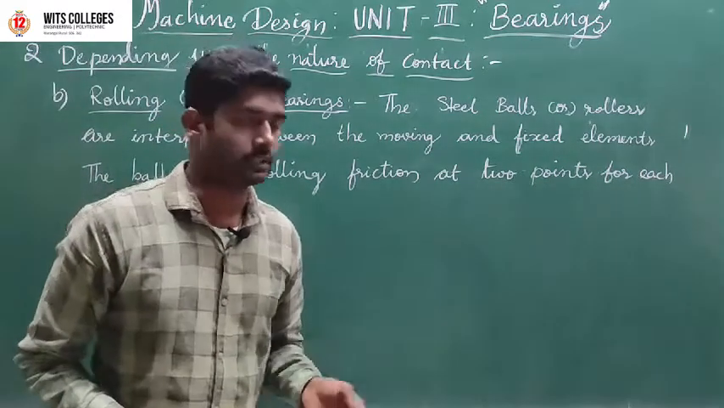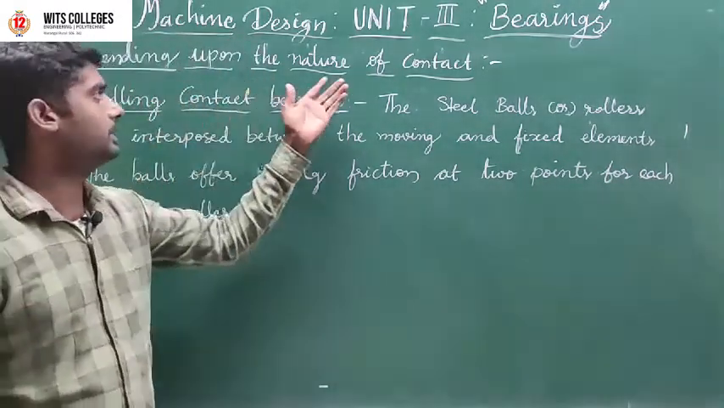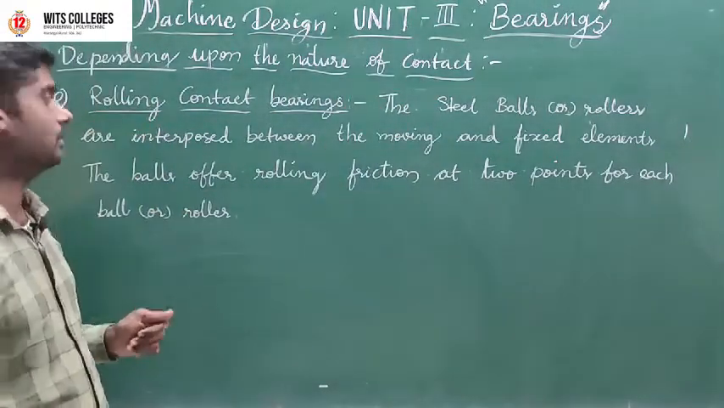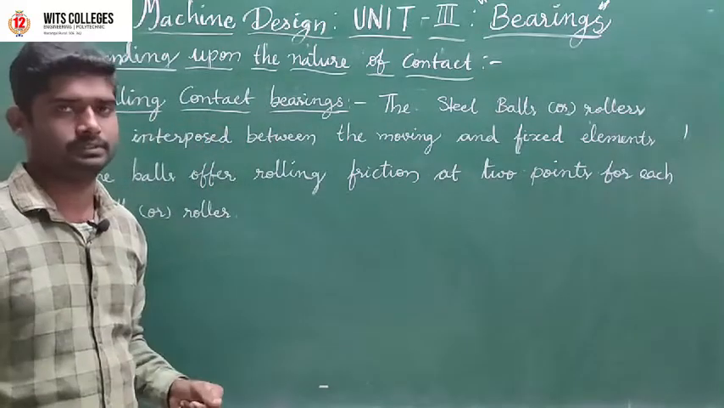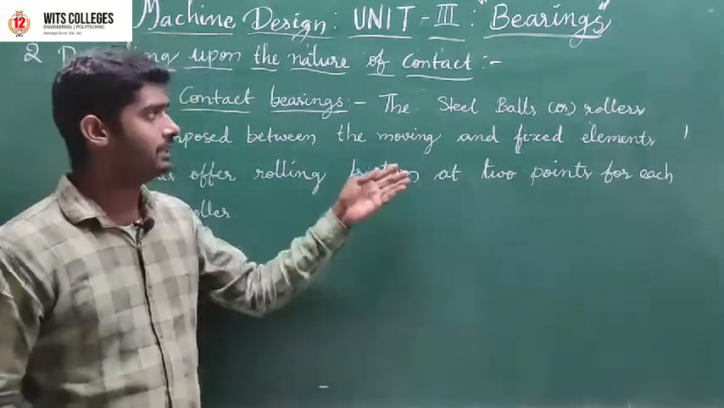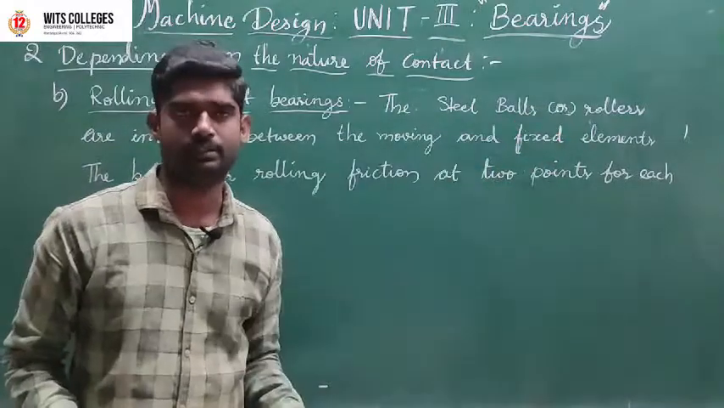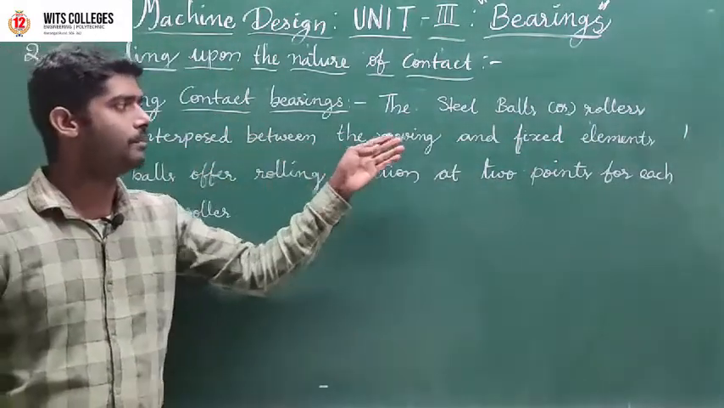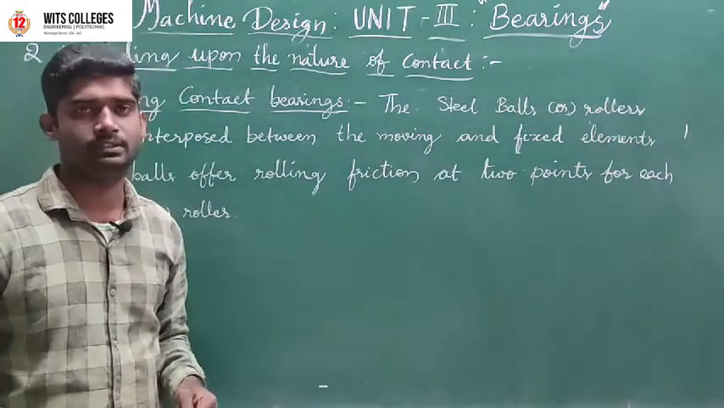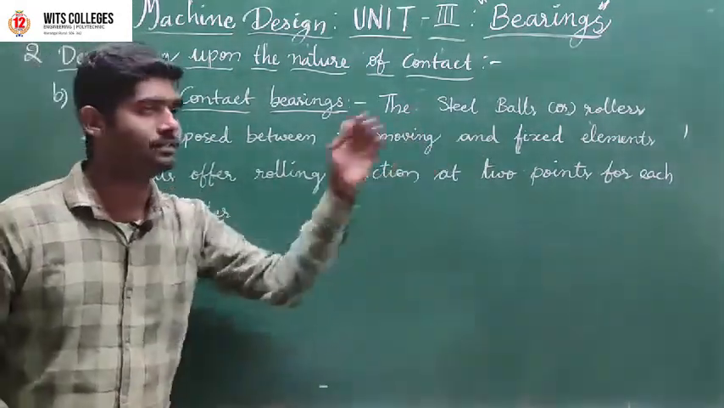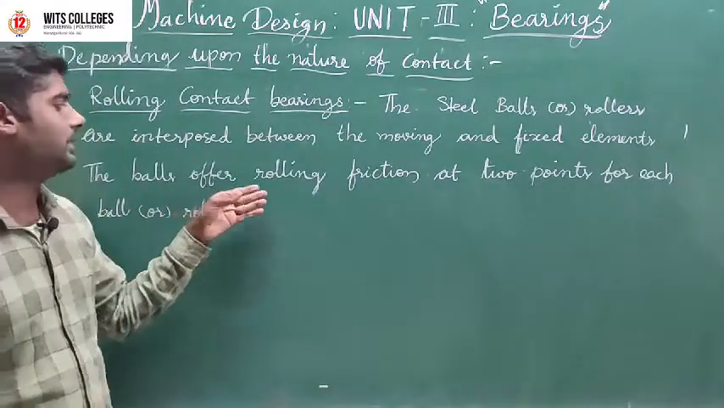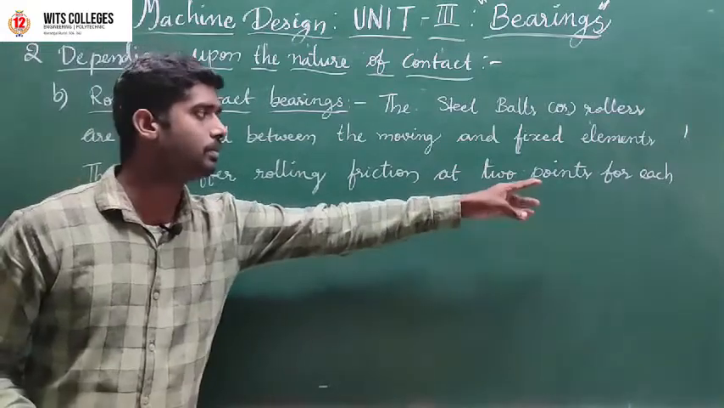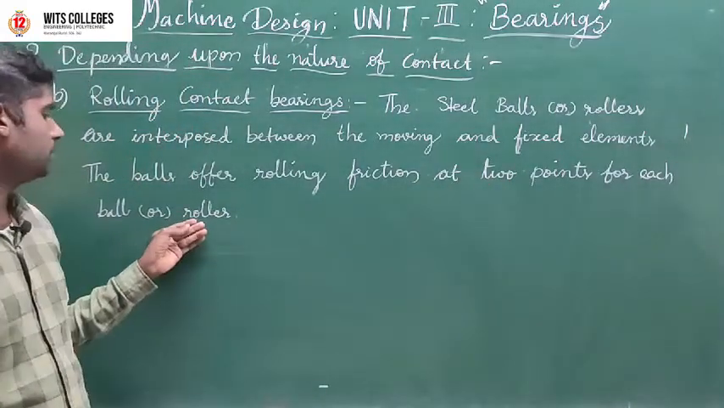Okay, the second classification depends upon the nature of contact: rolling contact bearings. What is a rolling contact bearing? Steel balls or rollers are interposed between the moving and fixed elements. The balls offer rolling friction at 2 points for each ball and roller.